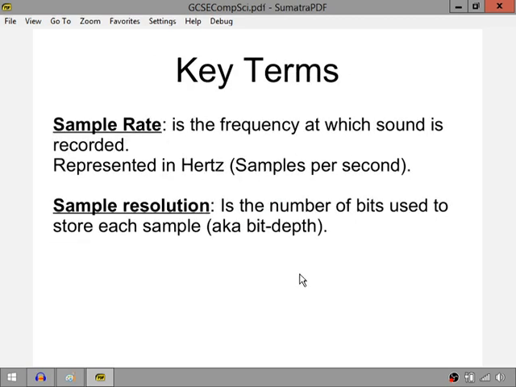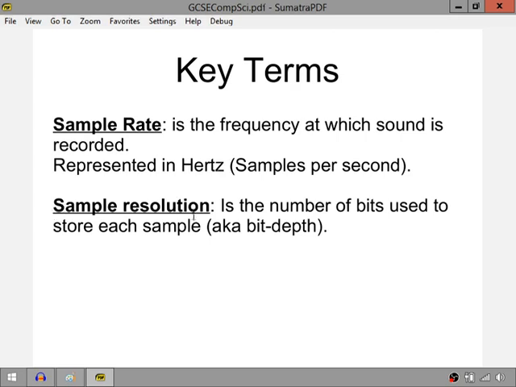The next bit of theory that you might need to repeat in the exam is the definition of sample rate. So sample rate is defined as the frequency at which sound is recorded, or in other terms, the number of samples made per second. We use hertz to represent this unit. Hertz just means number of times per second.